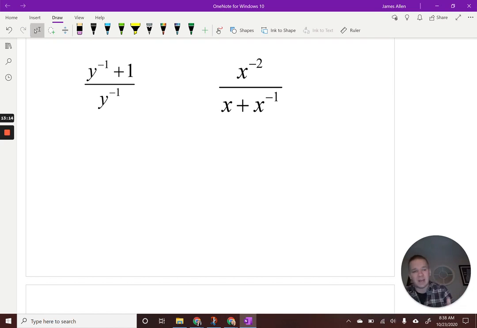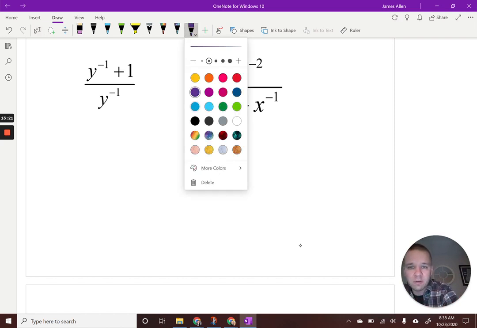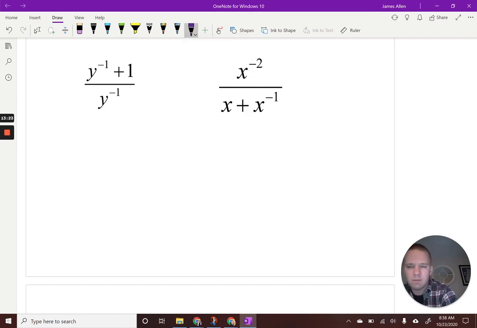So for this one, again, I have just a single term in my denominator. I'm going to split it because that's generally a wonderful, easy way to go about it. Easy, you know, being relative here. So y to the negative first divided by y to the negative first plus 1 divided by y to the negative first.